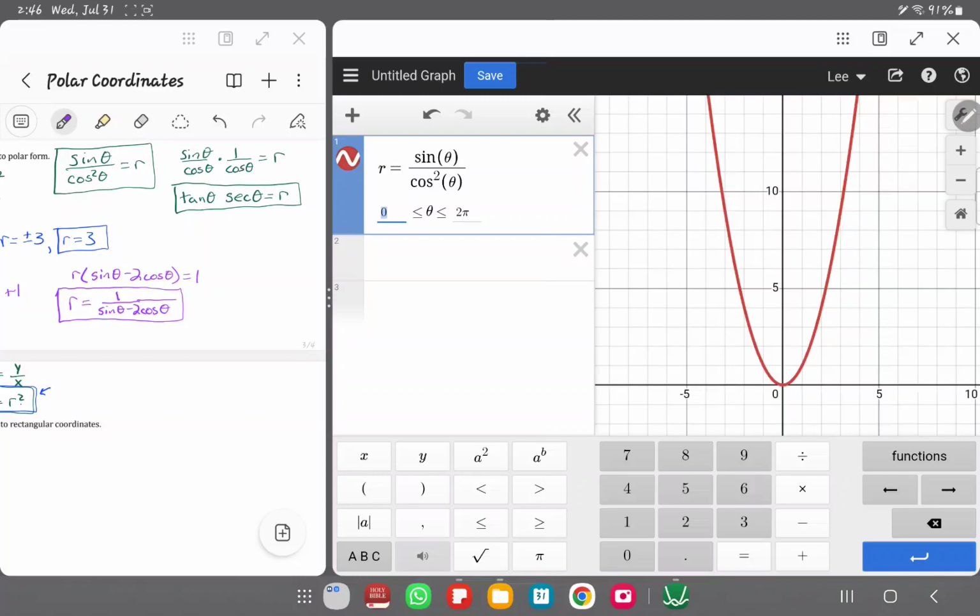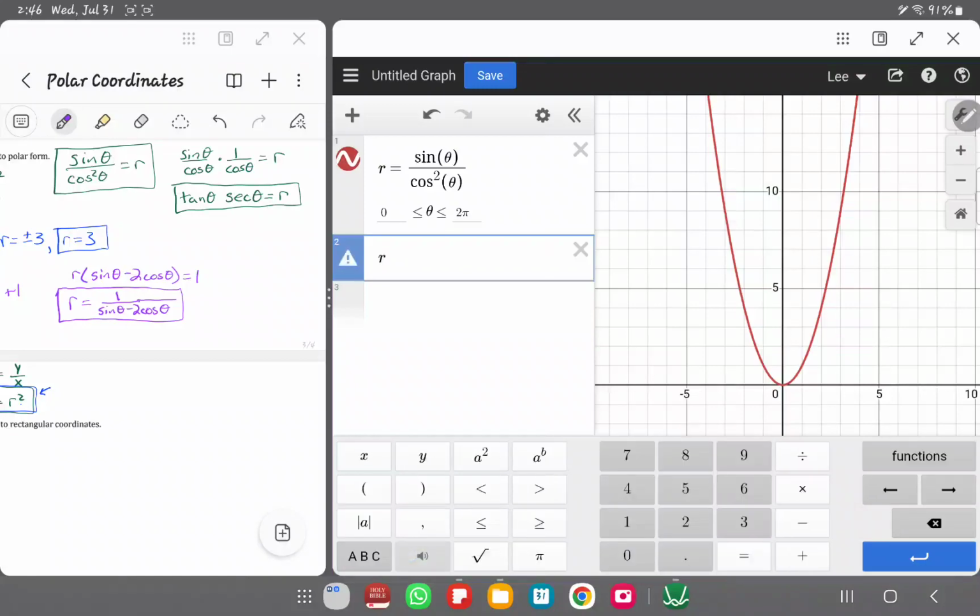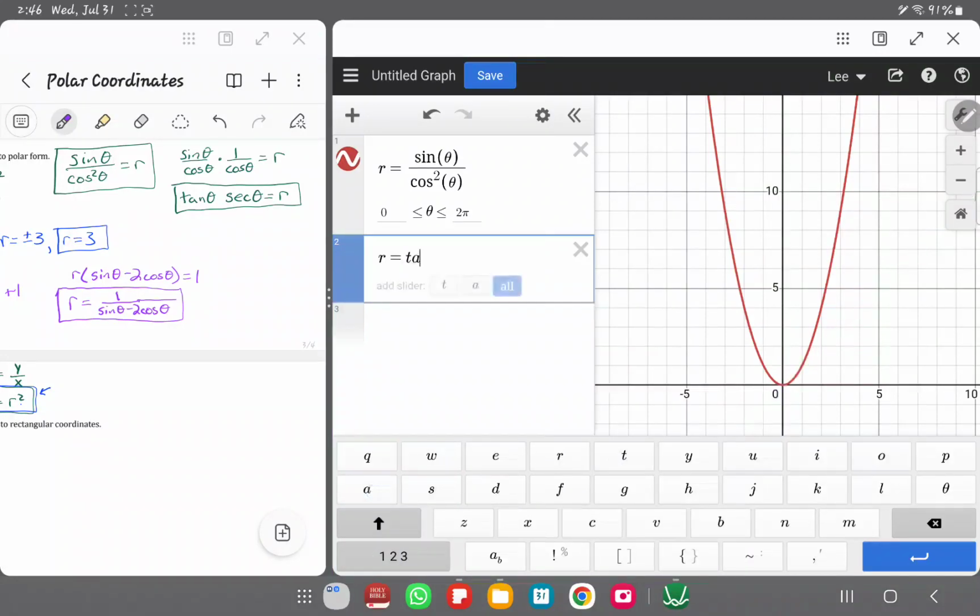Occasionally, if there's a different type of angle other than theta in the trig functions, like maybe a 2 theta or a 4 theta, things like that, then you might adjust your theta there. But generally, if there's nothing special inside the parentheses, 0 to 2 pi is going to be good. Notice also if I go ahead and graph r equals tangent theta, secant theta.